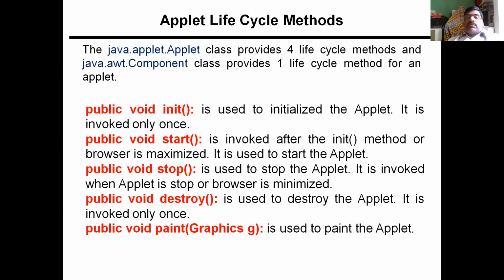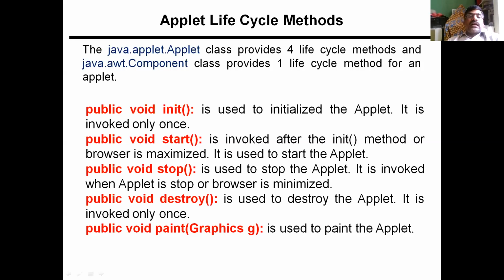Whenever we write any applet program, we are required to import two packages: java.applet and java.awt. Why do we have to import these two packages? Because these 5 lifecycle methods are defined in these two packages. The first 4 methods, init, start, stop, and destroy, are defined in the java.applet package, and the paint method is defined within the java.awt package.